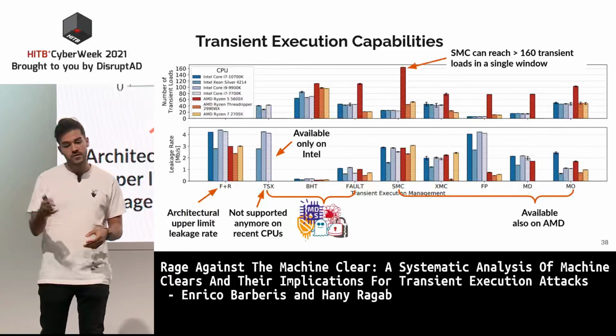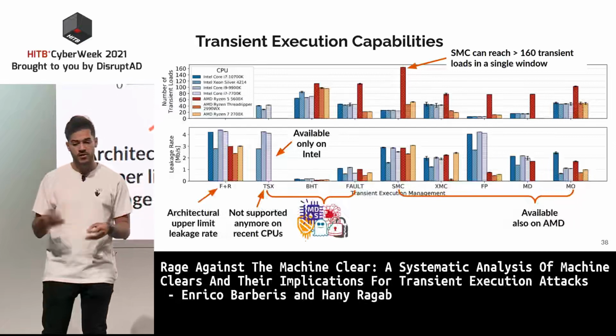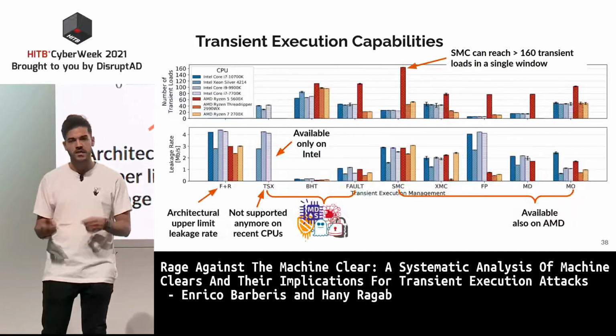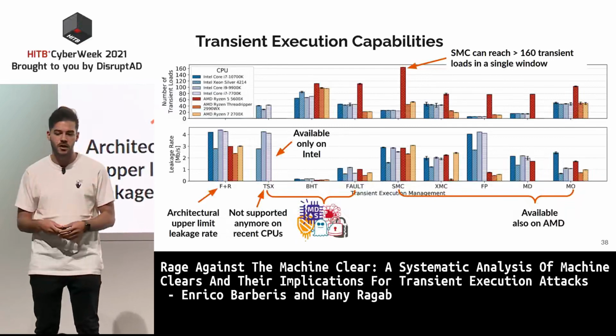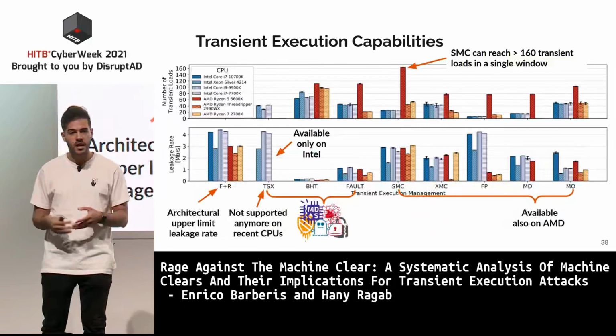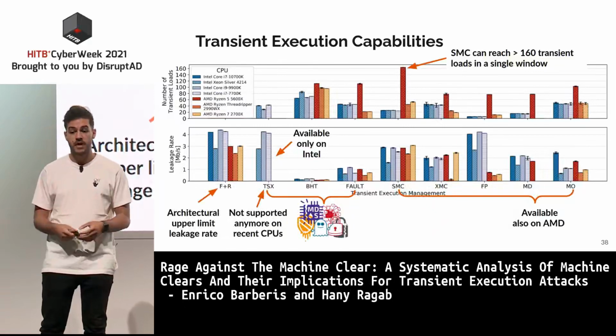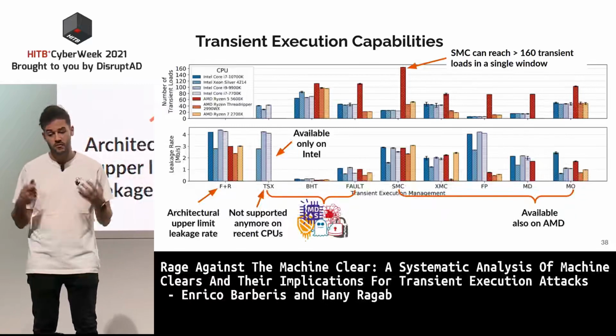When it comes to the number of transient loads, we measured more than 160 transient loads that can fit inside one single window of a self-modifying code machine clear. 160 loads that will never be committed architecturally and can leave a microarchitectural trace leaking memory. And this is with only one single self-modifying code machine clear, which is really powerful.